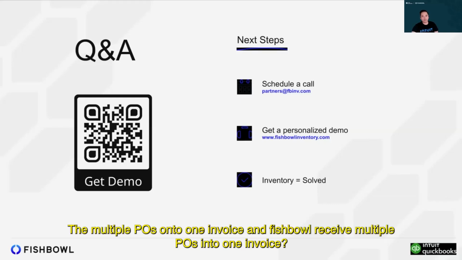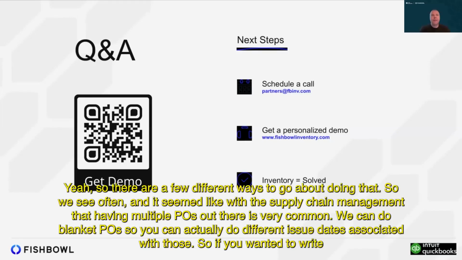Multiple POs onto one invoice. Can Fishbowl receive multiple POs into one invoice? Yeah, so there are a few different ways to go about doing that. We see often, with supply chain management, that having multiple POs out there is very common. We can do blanket POs, so you can actually do different issue dates associated with those.